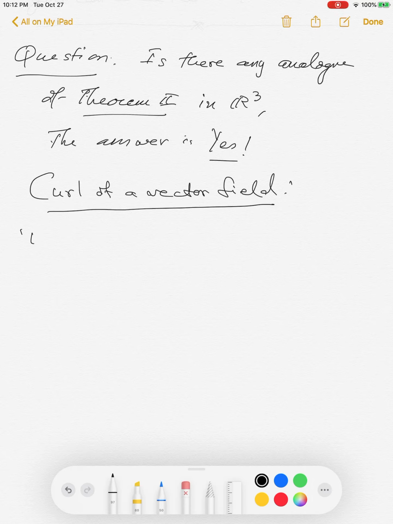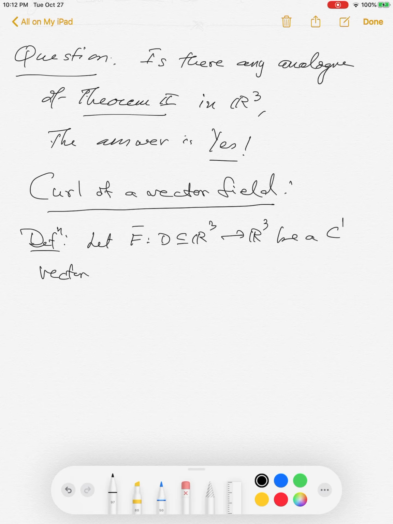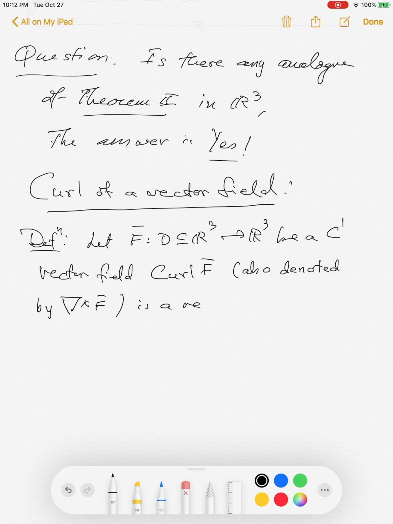So the idea is the following. You will understand this much better at a later stage, but at the moment I can give you the definition. Let's take a vector field f bar from D, which is a subset of R3, to R3, be a C1 vector field. Then curl of f bar, also denoted by, you write this sign cross f bar.